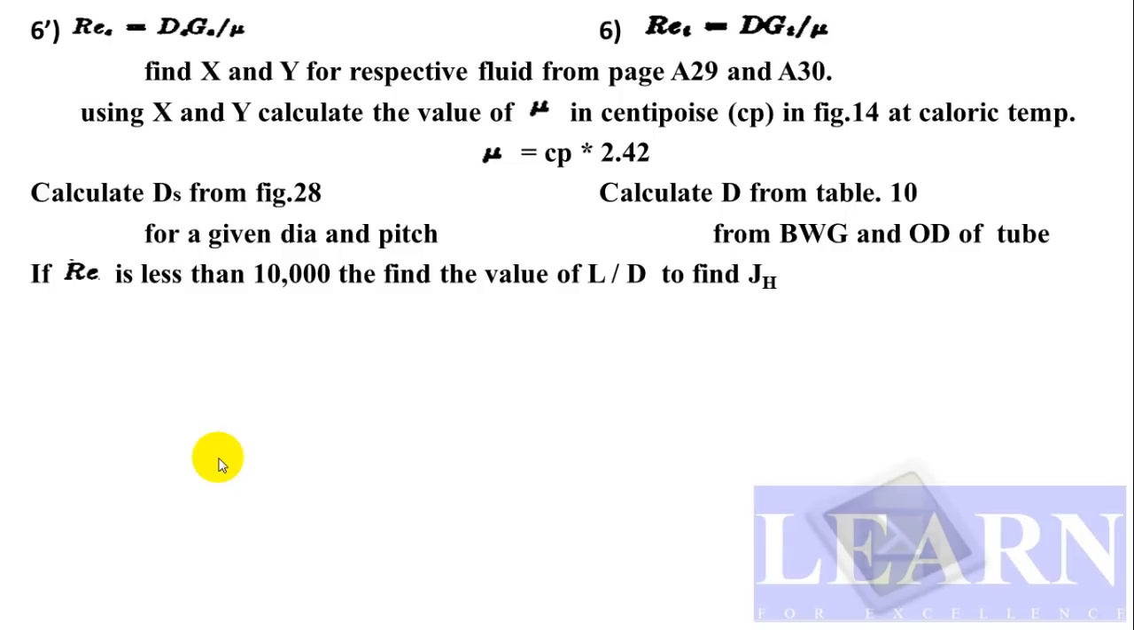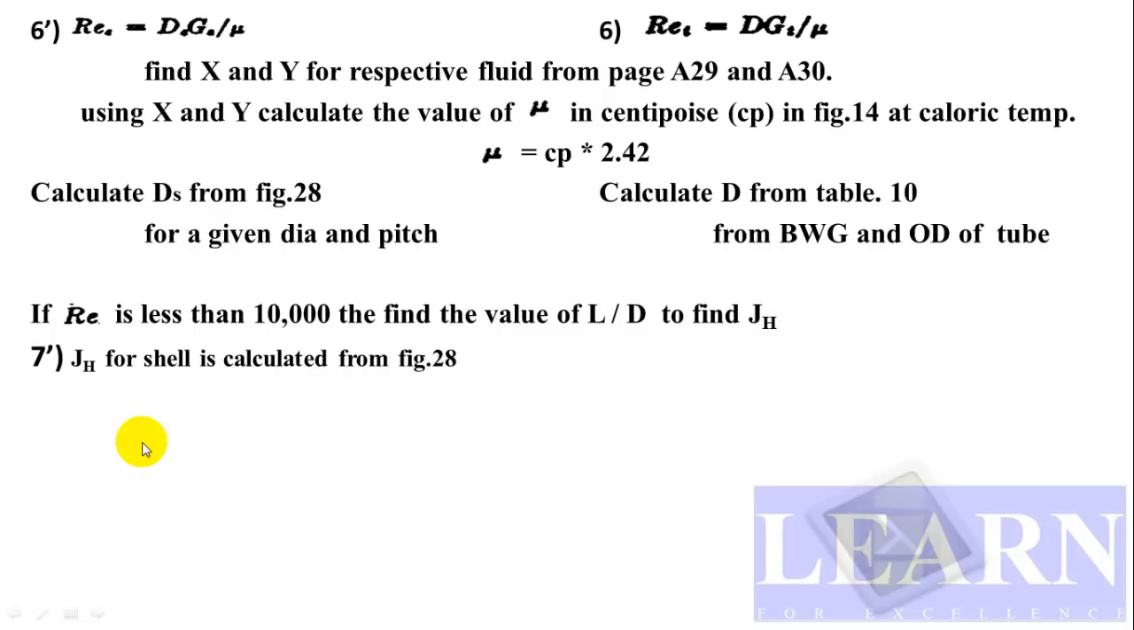Next, after finding the Reynolds number, if the Reynolds number is less than 10,000, we need to go one more step, that is nothing but finding the value of L by D ratio. If the Reynolds number is less than 10,000, we need to find L by D ratio to find JH. Next, JH for shell is calculated from figure 28, because it is the shell side heat transfer curve for bundle. If you are going to find the value of JH for the tube side, we need to go for figure number 24, because JH for tube side can be calculated from figure number 24.